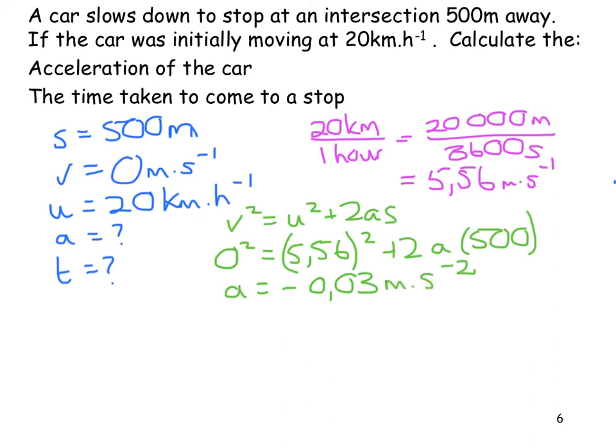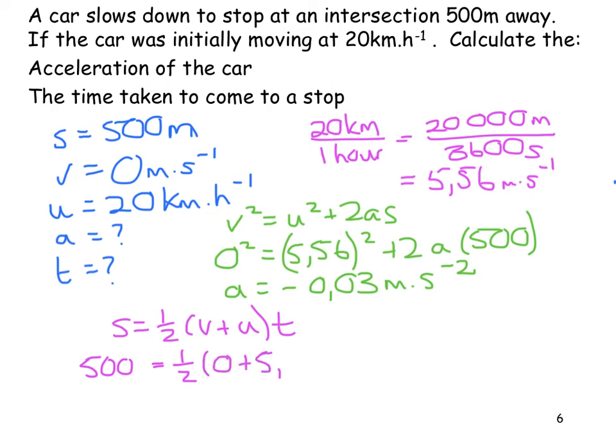Ideally, I don't want to use that in my next part of the question, so I'm going to use S is equal to a half (V plus U) T. My distance is 500 meters, a half. My final velocity is 0, my initial velocity is 5,56, and the time is what I'm interested in. I rearrange that, and the time comes to be 179,86 seconds.